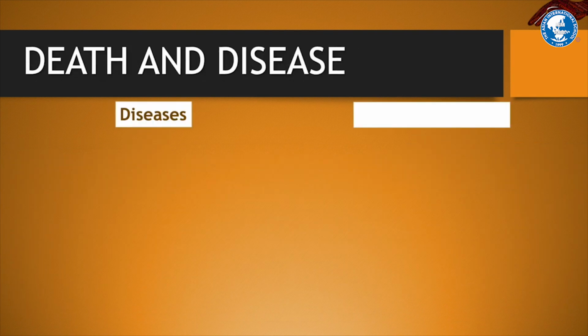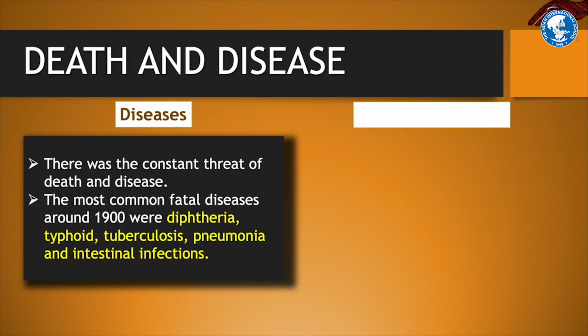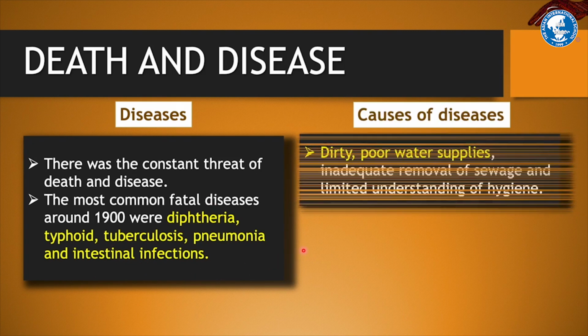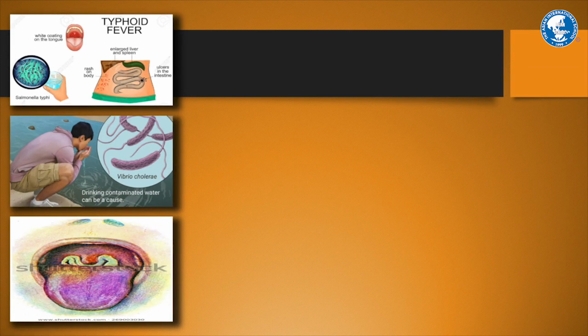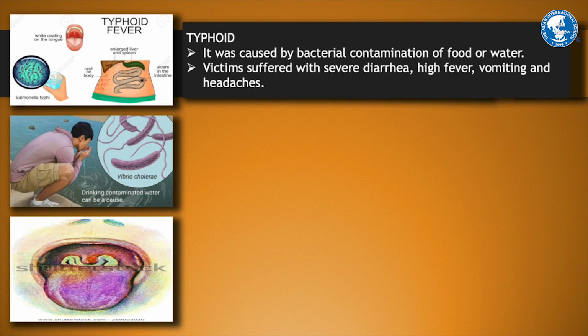During 1900, there was a constant threat of death and disease across Australia. The most common fatal diseases were diphtheria, typhoid, tuberculosis, pneumonia, and intestinal infections. Now, what about the causes of these diseases? These diseases were linked to dirty, poor water supplies, inadequate removal of sewage, and limited understanding of proper hygiene. Let's say, for example, typhoid fever. It was caused by bacterial contamination of food or water.